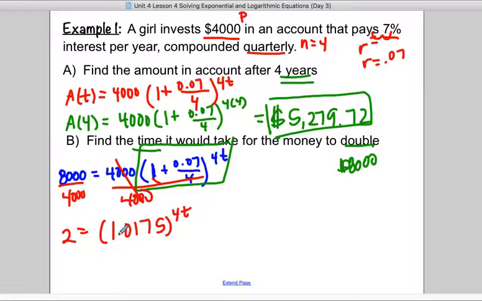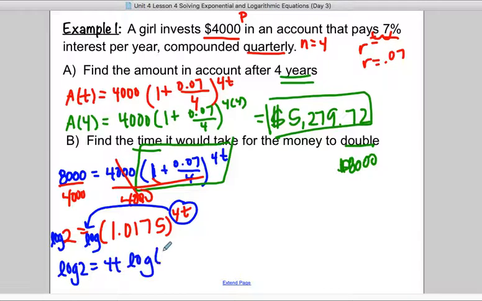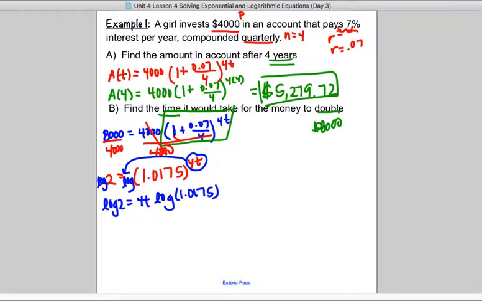And now, what do we do that we have this by itself? We have to get the variable out of the exponent, so we log on both sides. So we have log of 2 equals, this allows us to take our exponent and put it in front of our log, so 4t log of 1.0175. And now we need to get t by itself. So it's 4 times t times log of 1.0175, so I would divide by 4 log 1.0175 on both sides.